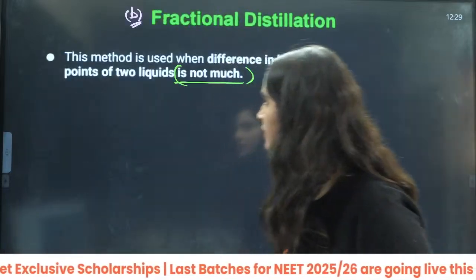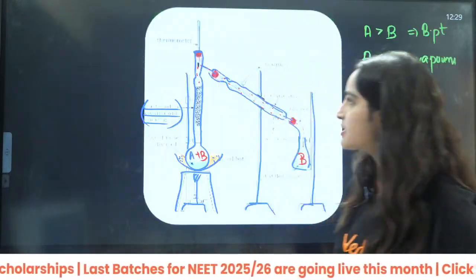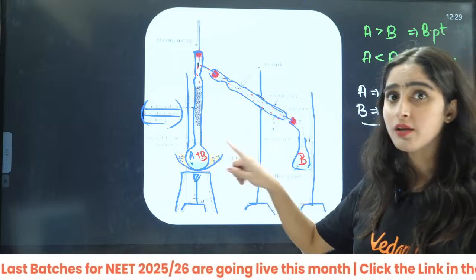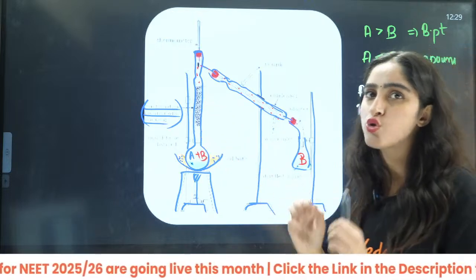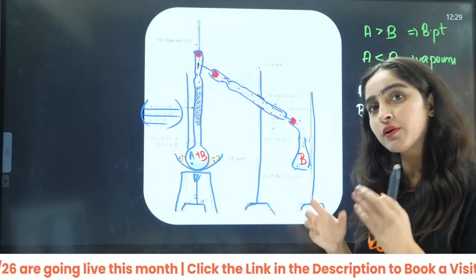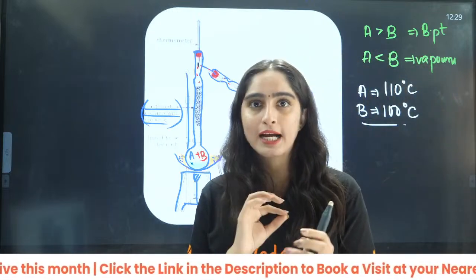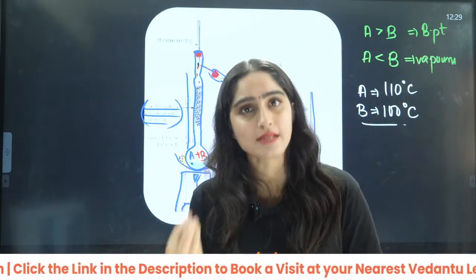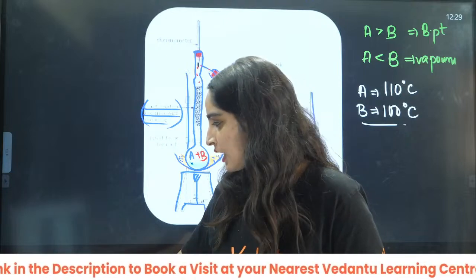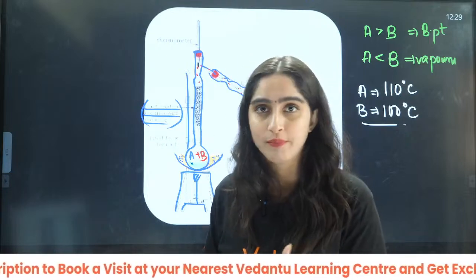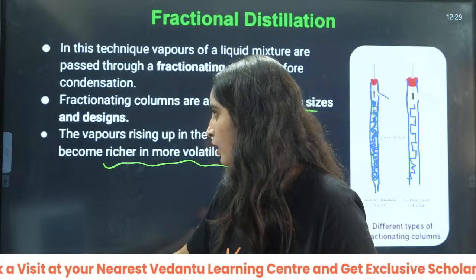Then you have fractional distillation, in which case you have restrictions over here because you want one thing to slow down, right? That is why the boiling point difference is less here. That is why we have created a resistance here. That is called the fractionating column. The resistance is called the fractionating column.